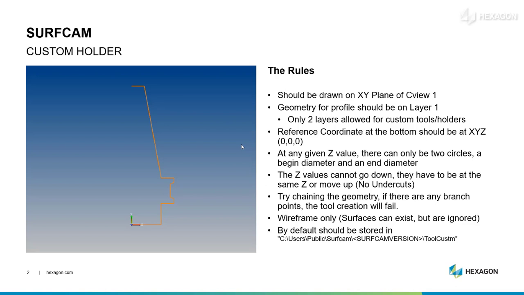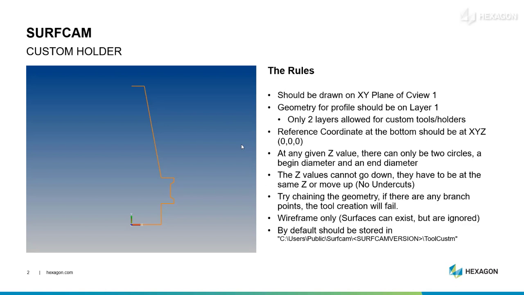The reference point for the holder is the center of the lowest portion of the holder. Every Z value represents a beginning and ending diameter, so keep horizontal lines as single entities. There are no undercuts allowed at any given Z value. The geometry should stay level or move up.